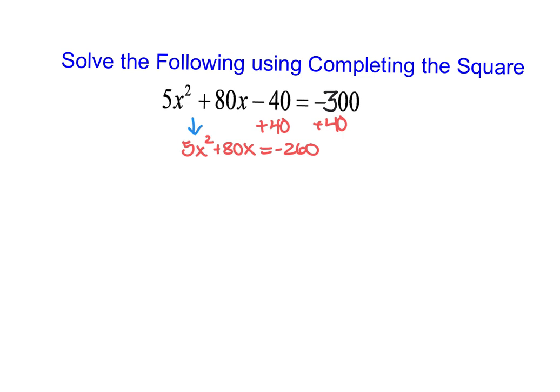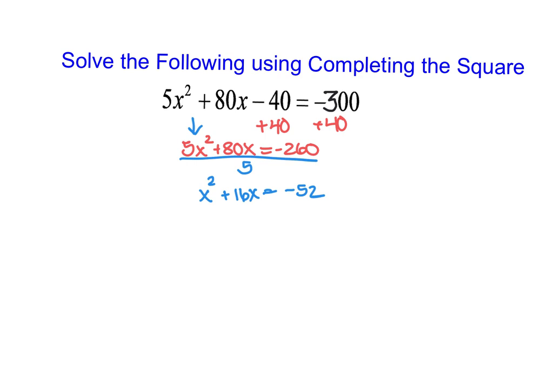And because it is currently 5, the easiest way to do that is to divide every single term in that equation by 5. So if we divide everything by 5, we end up with x squared plus 16x is equal to whatever negative 260 divided by 5 is, which is negative 52.